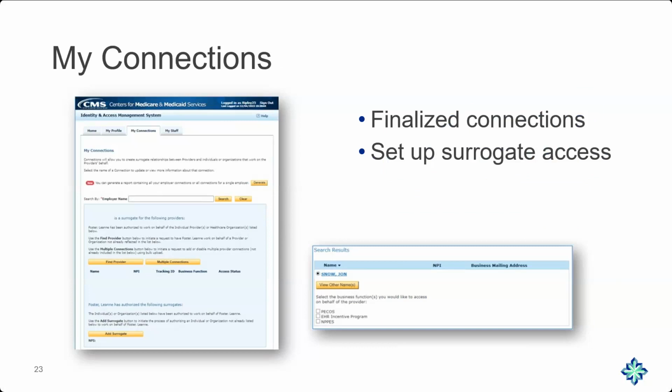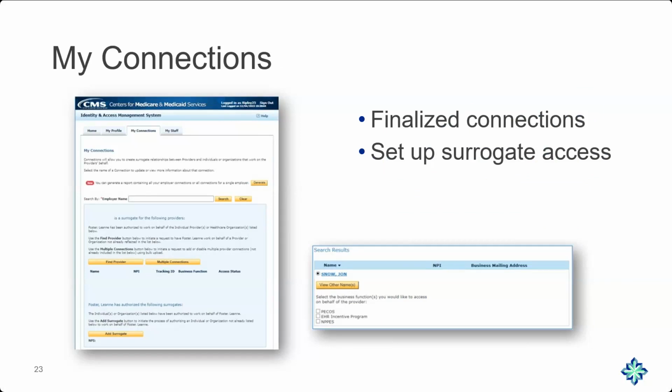Remember that a surrogate is an organization or an individual with a business relationship to a provider and they want access to their information. What you're going to be able to do is view and modify PECOS information, submit applications, but you have to request that access.